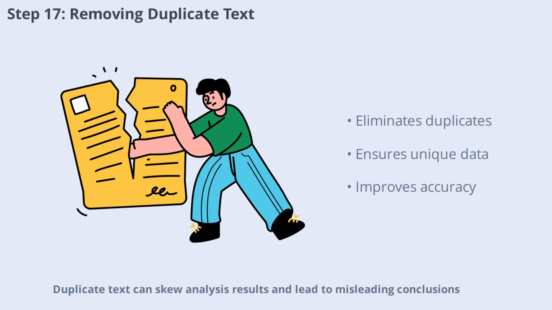Duplicate text can skew analysis results and lead to misleading conclusions. Removing duplicates ensures that each piece of text is only analyzed once, providing a more accurate representation of the data. This step is especially important for large datasets or web-scraped content where duplicates are common.